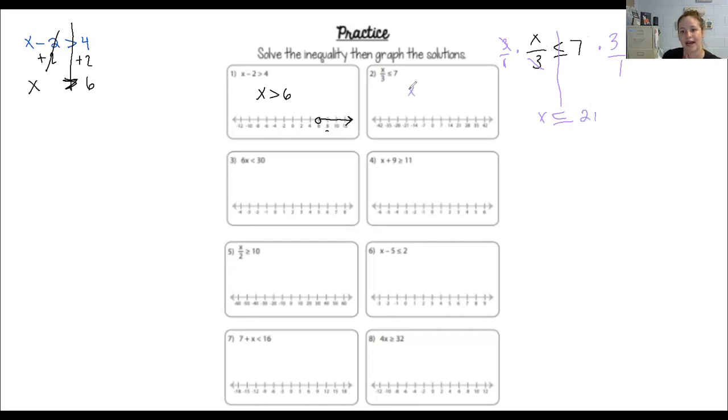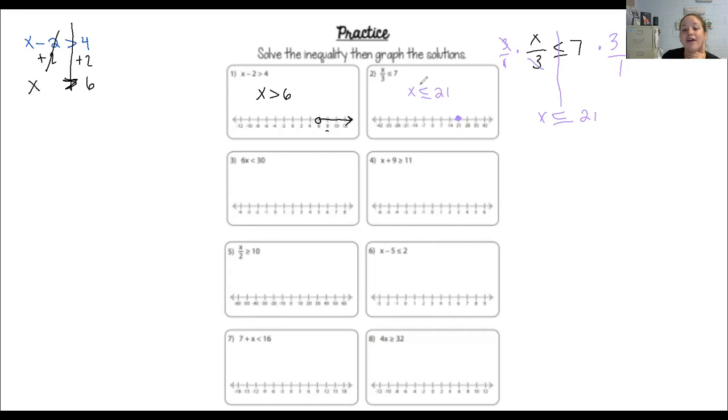21. Very good. So we've got x is less than or equal to 21. Now, if I want to graph this, let's figure out where we're putting our dot. Where does the dot go? On 21, and what kind of dot is it? What kind of circle is that? It's going to be closed because of that line.